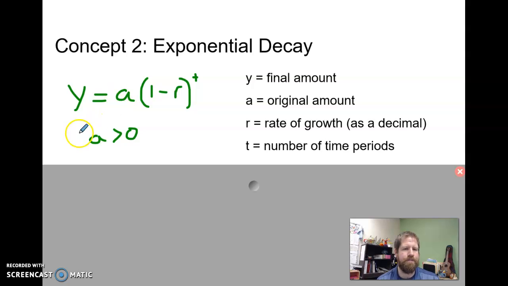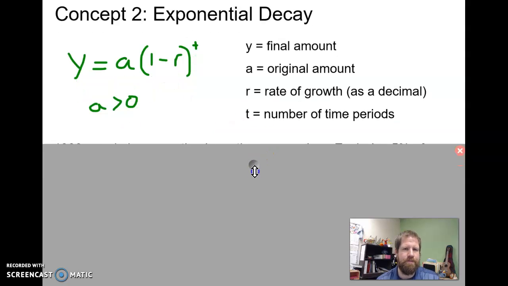Okay, and again, a has to be greater than 0 for this to be a true exponential decay equation. If we start with a negative original amount, it'll be a different type of problem.